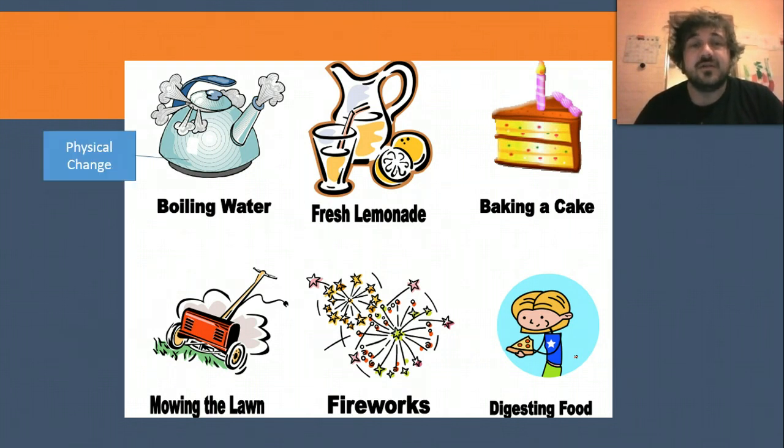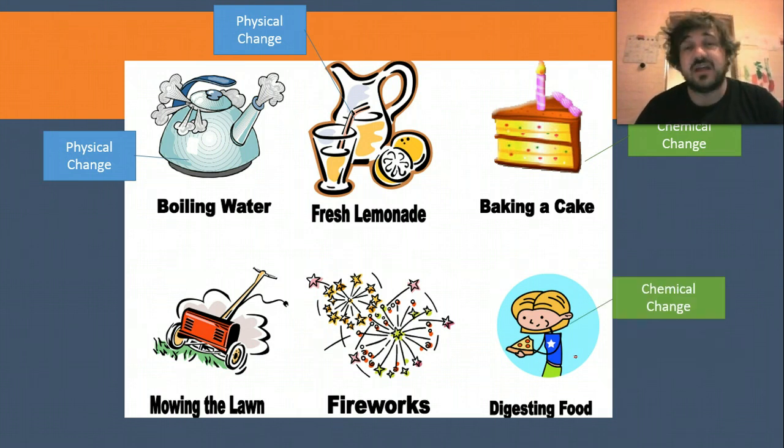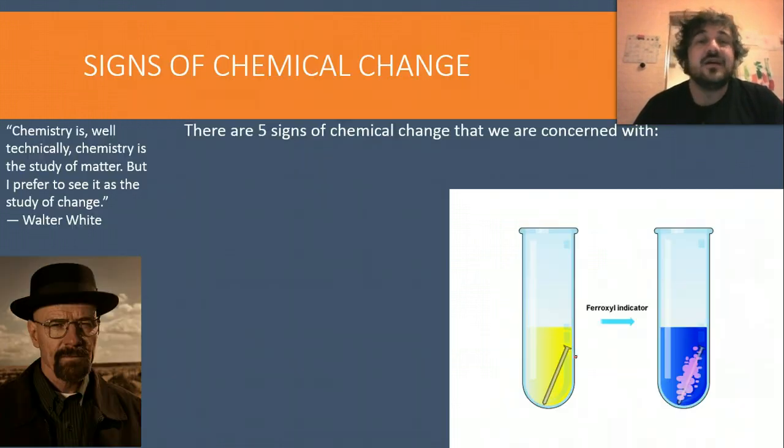So boiling water, that's a physical change. Fresh lemonade, that's a physical change. That's actually just making a mixture. We don't really make any new, no new chemistry happens. Baking a cake, that's a chemical change. So stuff changes. Digesting food, that's a chemical change. You break the sugars down into carbon dioxide, which you breathe out, and water. In fact, that's the same as burning. It's kind of a combustion. Fireworks, that's a chemical change. Mowing the lawn, you just made the bits of grass smaller. That's a physical change. Okay.